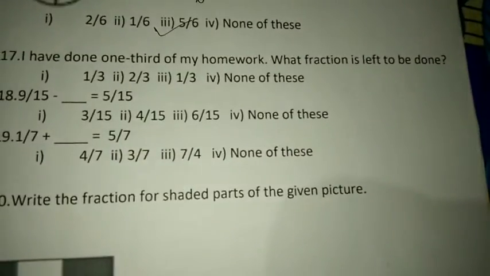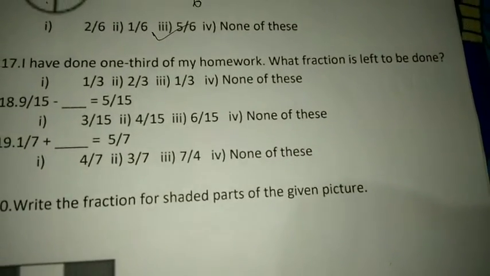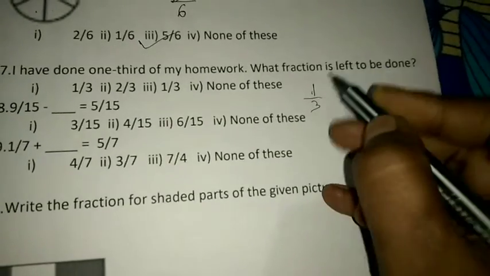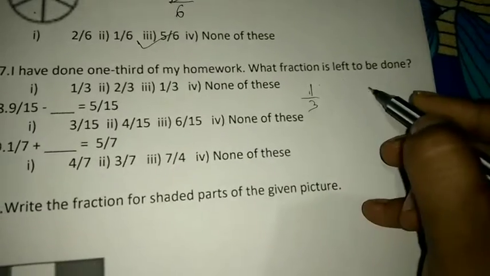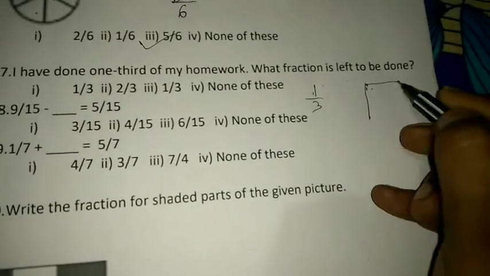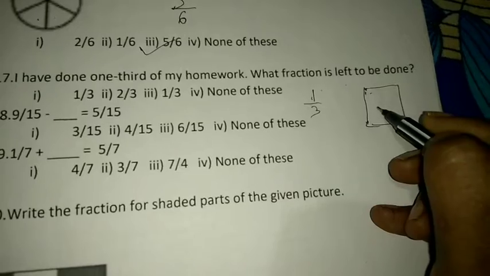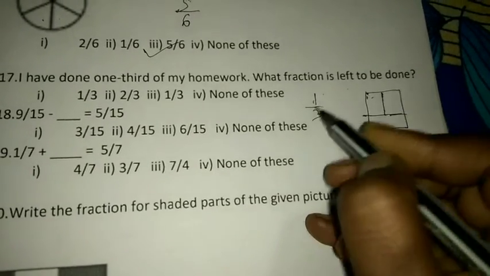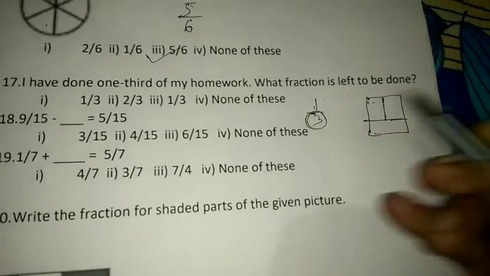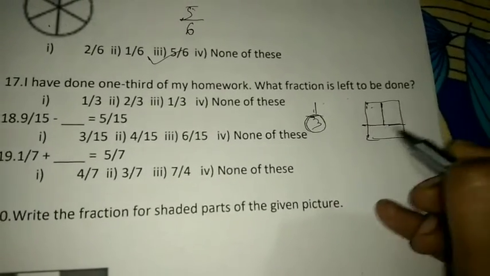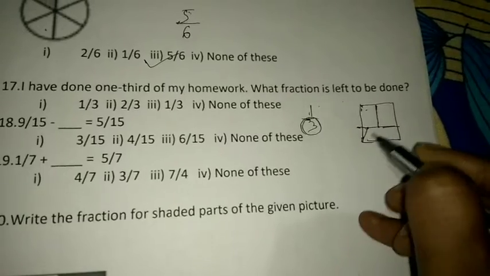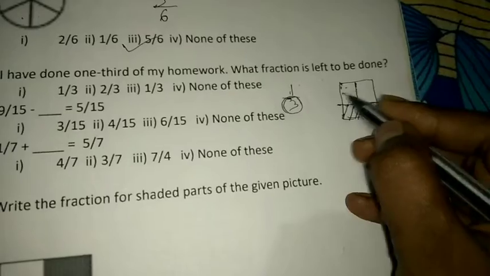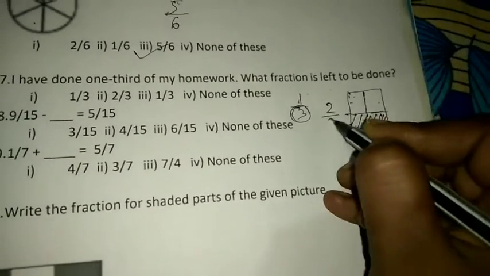Then the next number. I have done 1/3 of my homework. That means 1 by 3. What fraction is left to be done? That means the homework is divided into 3 equal parts, because 3 is the denominator. Then I have done 1 part and the remaining is 2 by 3.